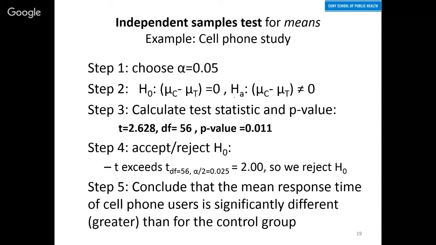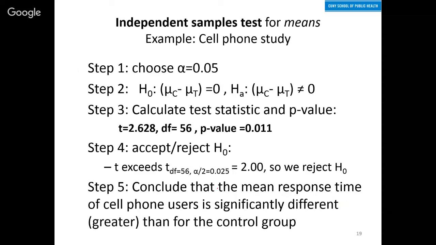Let's go through these steps for the cell phone study, the 5 steps that we covered. Step 1, we'll choose a type 1 error rate of 0.05. Step 2, write out the null hypothesis that the mean reaction time of the control group minus the mean of the treatment group in the population is equal to 0. The alternative hypothesis being that it is not equal to 0. So even though we think that probably, if anything, cell phone use should increase reaction time, it's still a 2-sided hypothesis test.